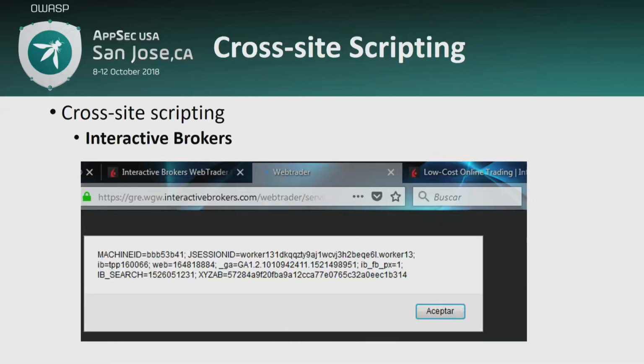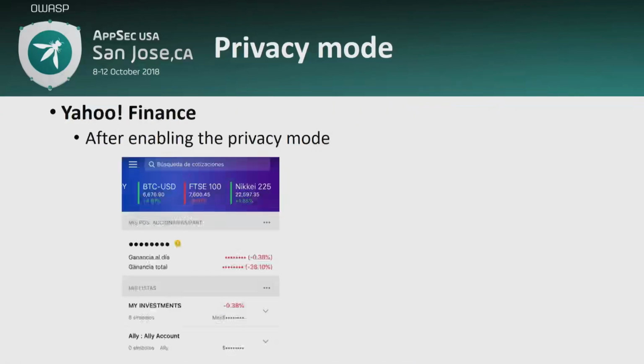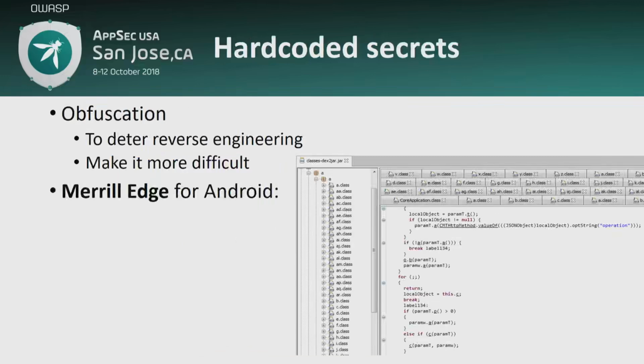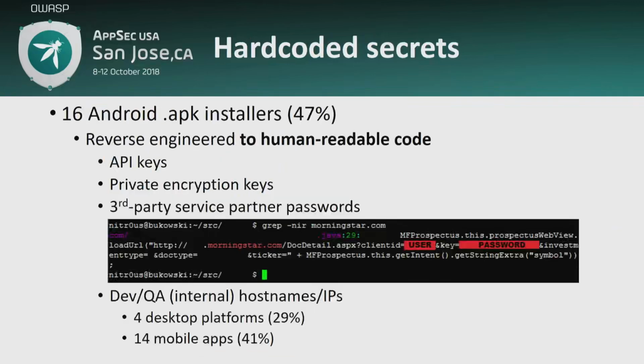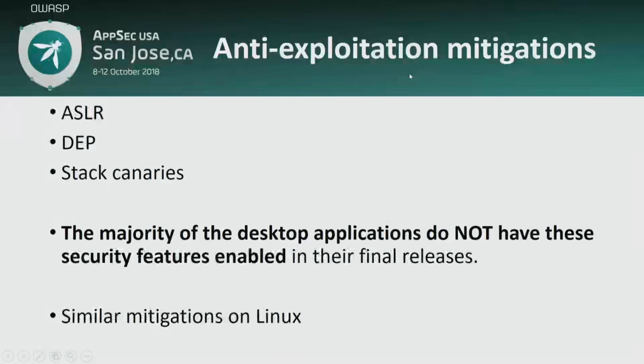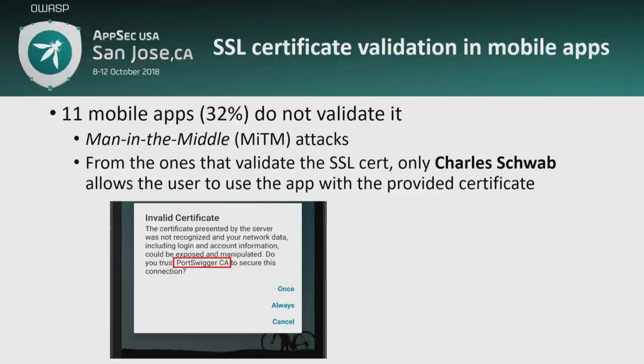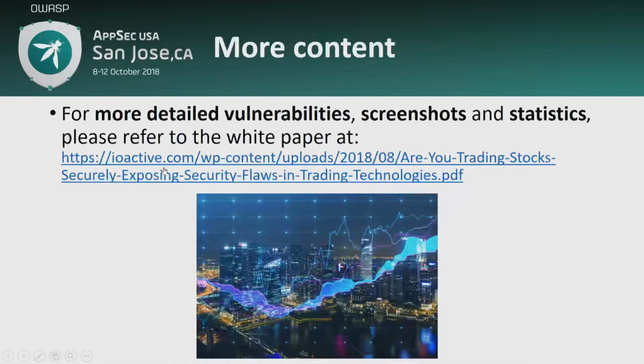The classic ones, we have them for breakfast, cross-site scripting, and we have many other problems: privacy modes, hard-coded secrets in reverse-engineered applications. For some reason, developers love to leave their private keys and internal IP addresses. When it comes to desktop applications, apparently they never heard of anti-exploitation mitigations, ASLR, DEP. Most of the applications do not implement these flags for desktop applications, not for Linux. 32% do not validate SSL certificates, and we can continue with the list of problems.